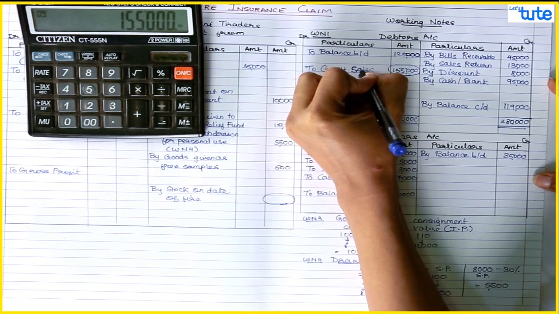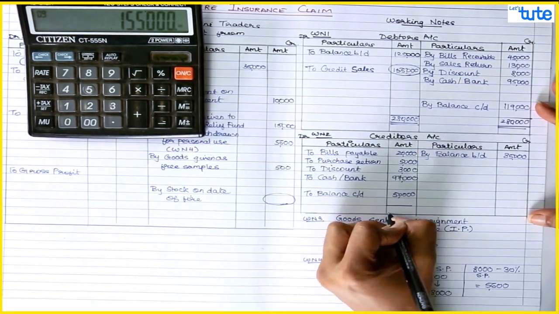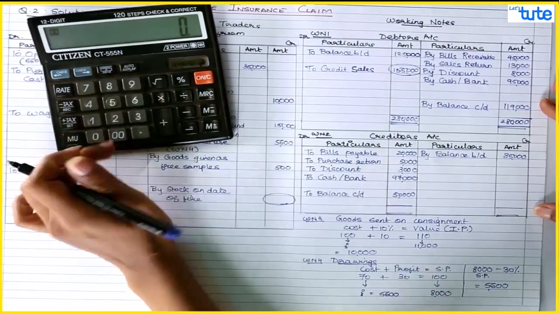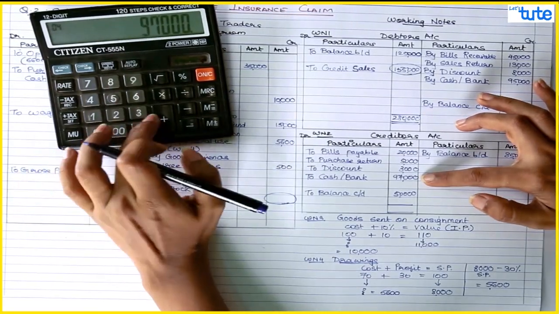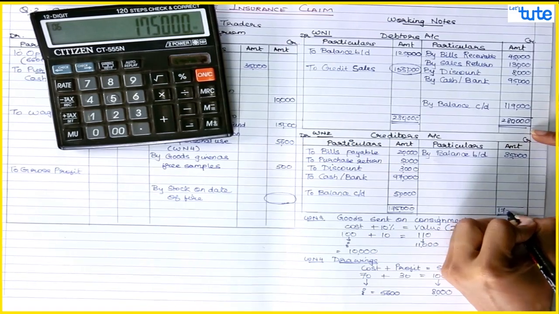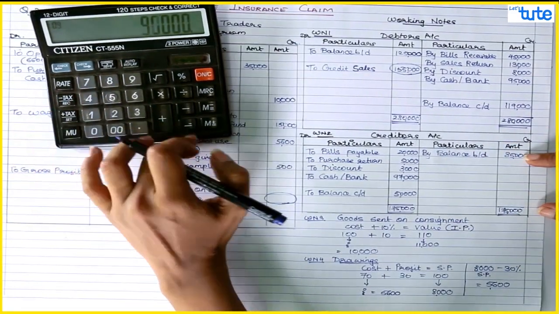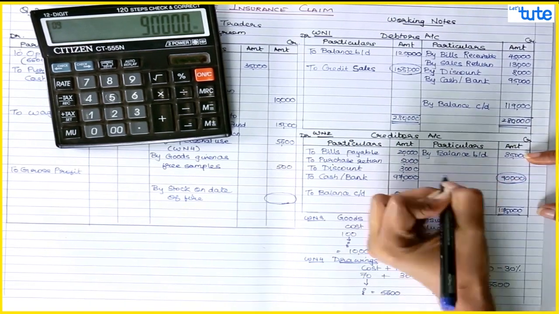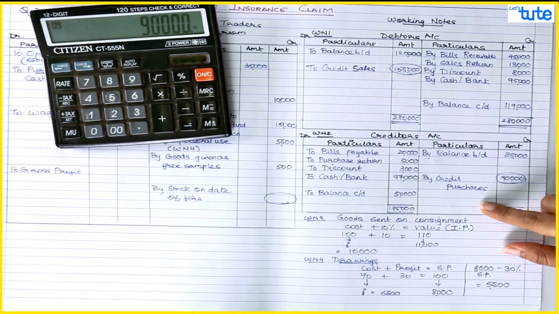So credit sales, 1,55,000. Next again close your creditors account, 20,000 plus 5,000 plus 3,000 plus 97,000 plus 50,000. So this is 1,75,000 minus 85,000. So that gives you 90,000. So this is our credit purchases.